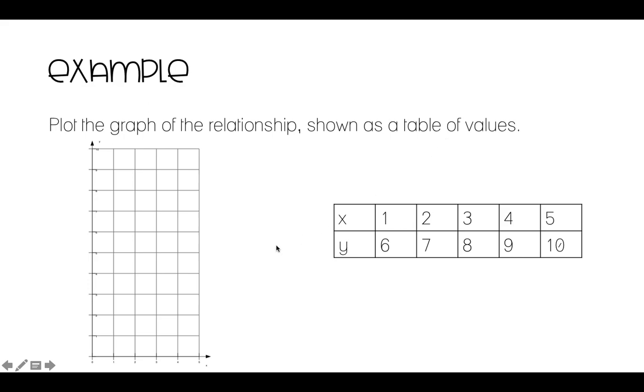The last thing we're going to do, and we did a little bit of this when we looked at Cartesian planes, is plot this table on our graph. So x equals 1, y equals 6. You can't really see the numbers very well, but y equals 6 is here. X equals 2, y equals 7, and you can pause it and do the last 3 points on your graph. What you should get is 3 and 8, 4 and 9, and 5 and 10.